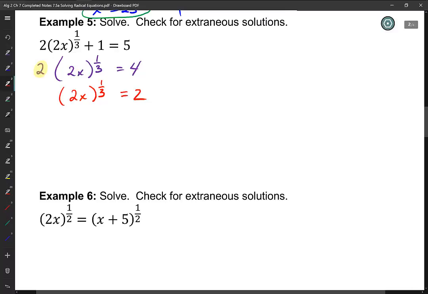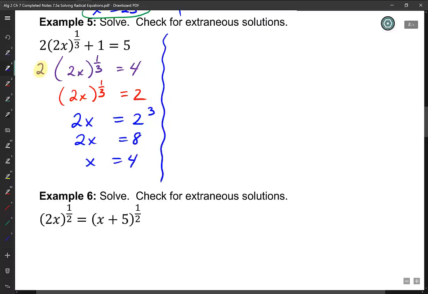To get rid of a cubed root, that's the exponent 1/3, a cubed root, I hope you realize we're going to cube both sides. And by now, hopefully I'm helping you see, we're going to cube both sides. That's going to knock out that 1/3 and leave us with 2 cubed on the other side. 2 cubed is 8. 8 divided by 2 is 4.